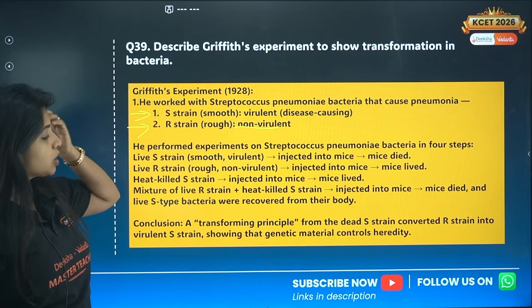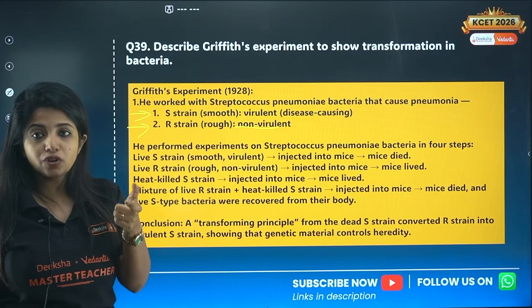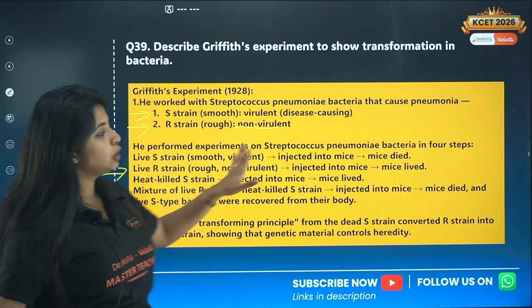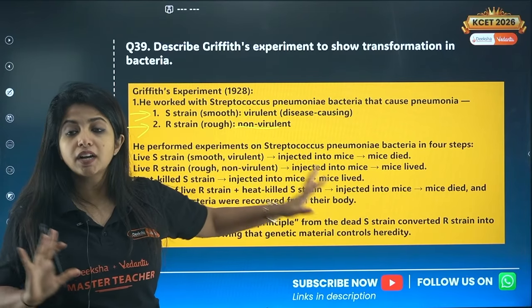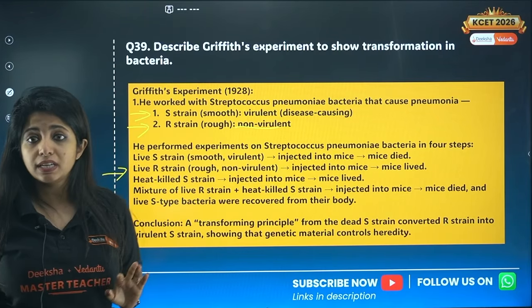And then he performed experiments. How did he do that? R strain does not cause any problem, okay? First, let's take this. He put R strain into a mice and the mice lived. It does not have any problem. He put live S strain into a mice and the mice died. That was very sad thing, right?